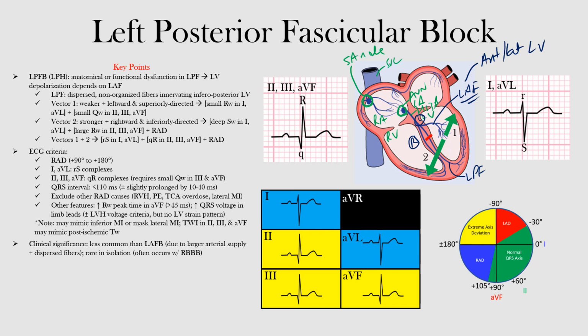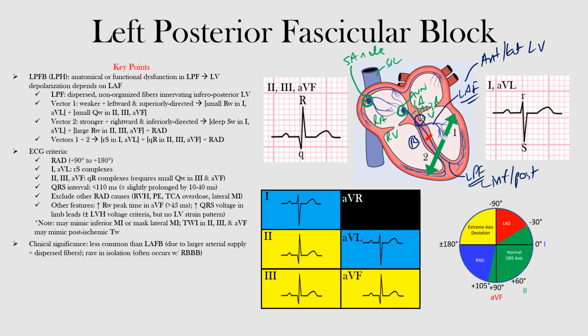Its fibers are not organized into a tight fascicle, but rather they're dispersed and loosely fanned out. The left posterior fascicle innervates the inferior and posterior walls of the left ventricle. So here's the left posterior fascicle, inferior and posterior walls. Just remember those. As you can see, the left bundle branch subdivides into these two main fascicles, the left anterior fascicle and the left posterior fascicle.